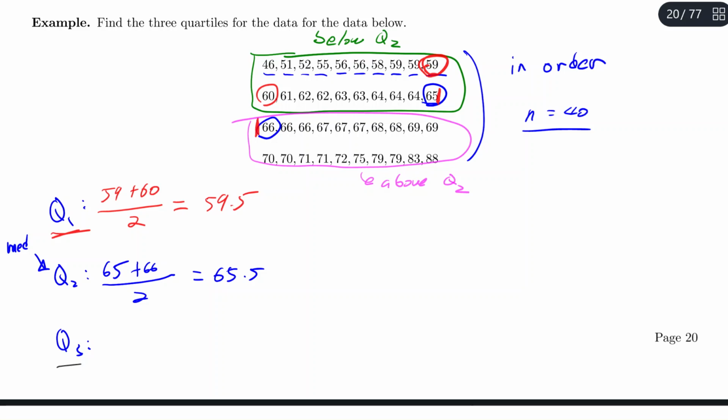And let's look at Q3. It is 69 plus 70 divided by 2. Those are the two middle numbers. 69 plus 70 divided by 2 gives me 69.5. So these are Q1, Q2, Q3.